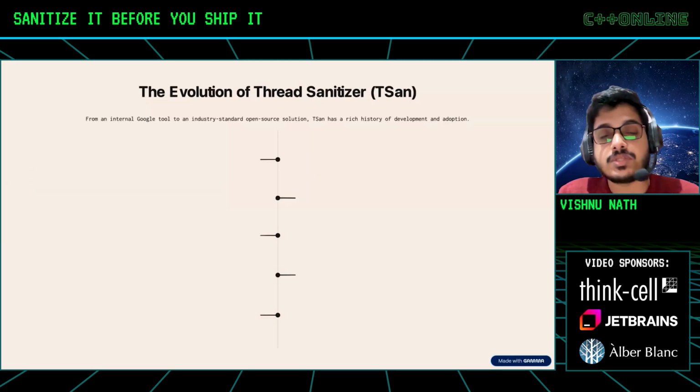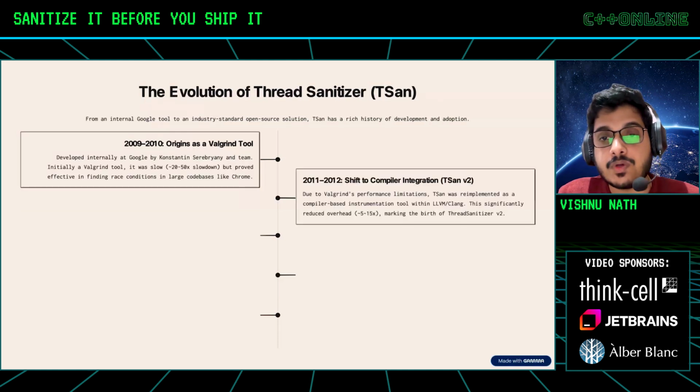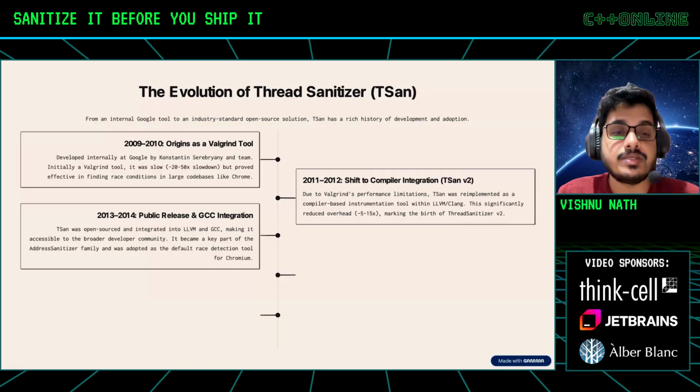So let's look at how ThreadSanitizer evolved. It started as a Valgrind tool, internally at Google. Because it was very slow as a Valgrind tool, it was later integrated into compilers like LLVM Clang, and this significantly reduced its overhead, making the birth of ThreadSanitizer version 2. Then it became open source, more contributions happened, and it was integrated into LLVM and GCC, reaching a broader developer community. It became a key part of several companies' adopted tooling, including Chromium.